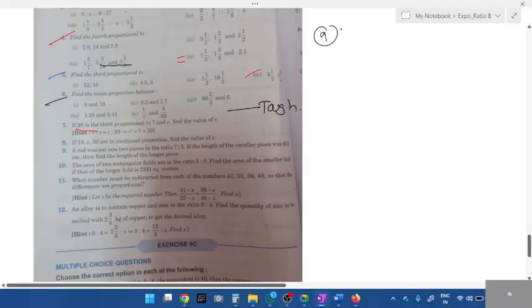Look at the ninth question. A rod was cut into how many pieces? Rod was cut into two pieces. Let me take those two pieces as A is to B. What is A is to B value? 7 is to 5. How much is the length of the smaller piece, students? Respond. Which is the length of the smaller piece?